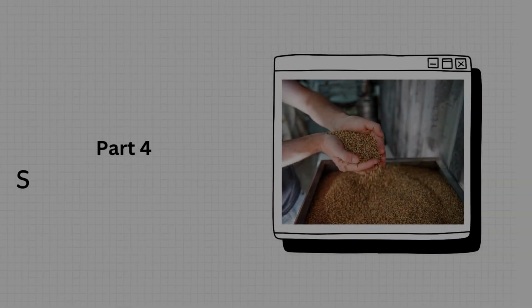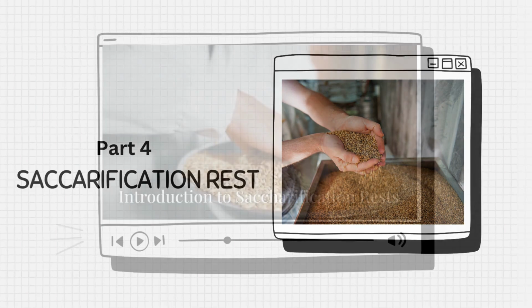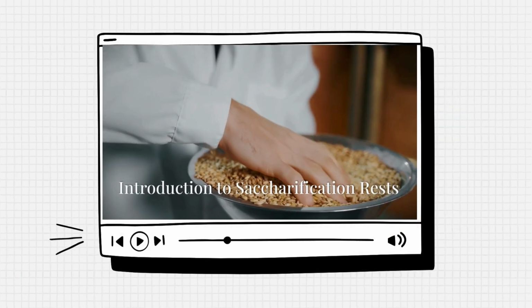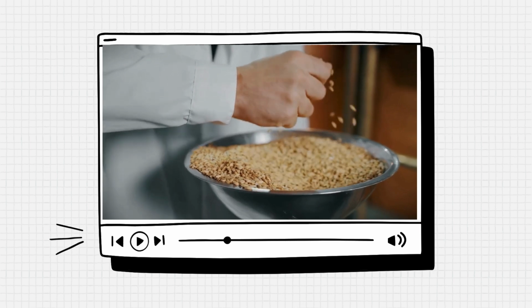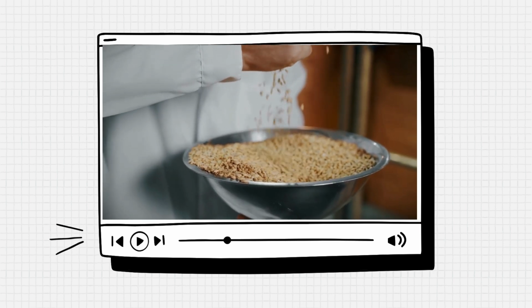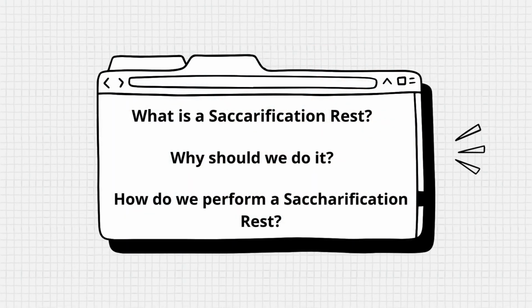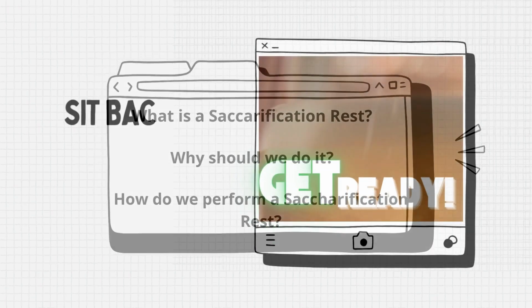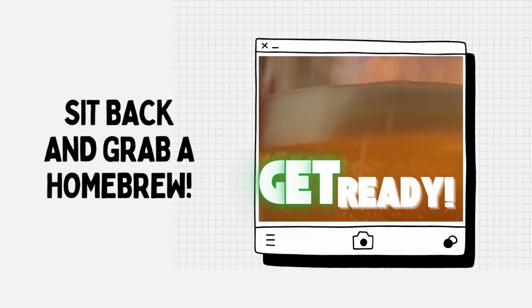In Part 4, we delve into the process of the saccharification rest, typically used to convert complex sugars into more easily fermentable ones. It also aids in the efficiency, helping to extract the maximum yield from your chosen malt. In this video, we cover what exactly a saccharification rest is, why we should do them, and how to perform them properly. So, sit back, grab your favorite homebrew, and join me on our next brewing adventure.